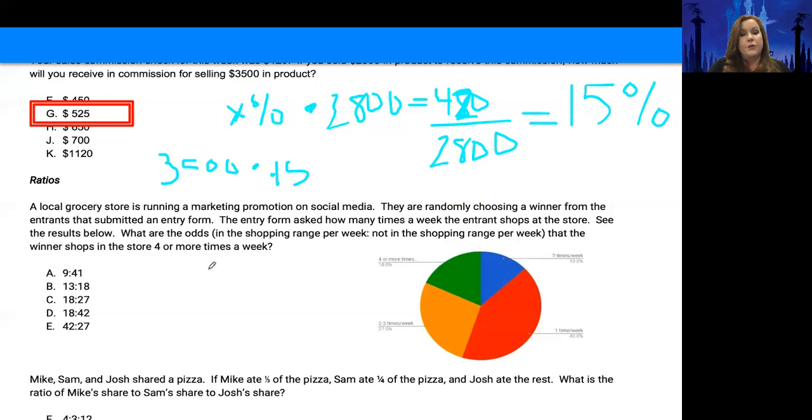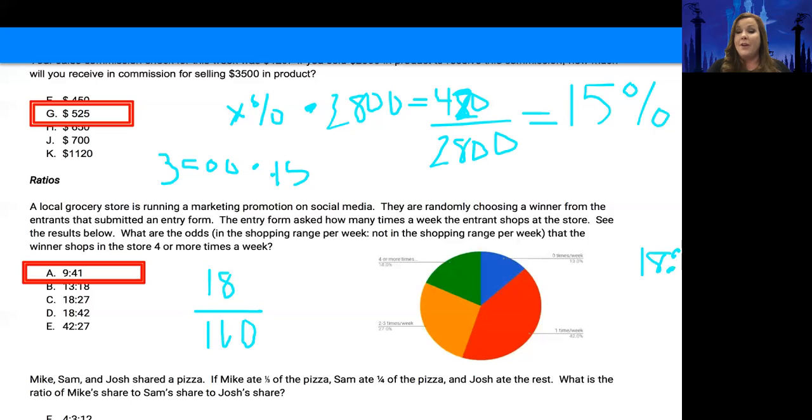Now we're doing ratios. And so you've got the local grocery store is tracking. They're doing a marketing promotion on social media. They want to see if it's working. What are the odds that the winner, if they choose a winner, shops in the store 4 or more times a week? Okay, well, if we look at this, our answer ends up being 9 out of 41. If we look at this, we have 18%. So that's going to be 18 out of 100. But our ratio is going to be, you do 100 minus 18, and there's 18 people that shop 4 times a week, and there's 82 that do not. Okay, those are the odds. And so then when you reduce those, you get 9 to 41. Their odds are 9 to 41.